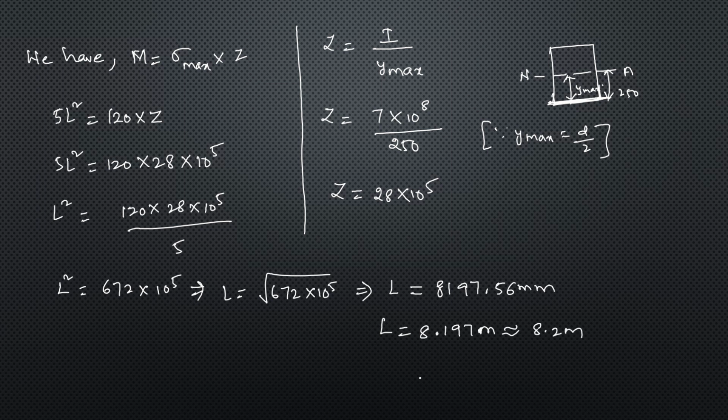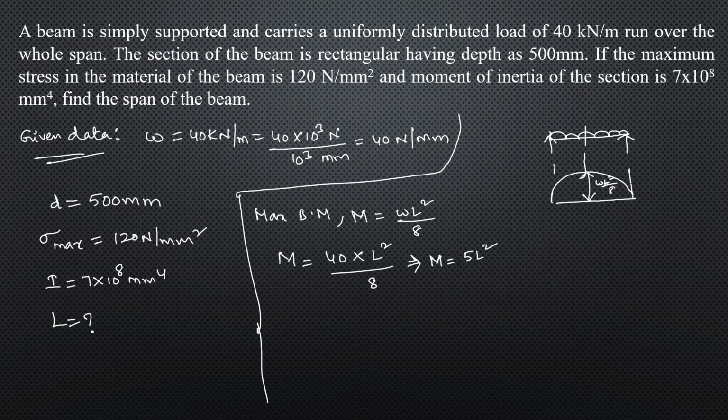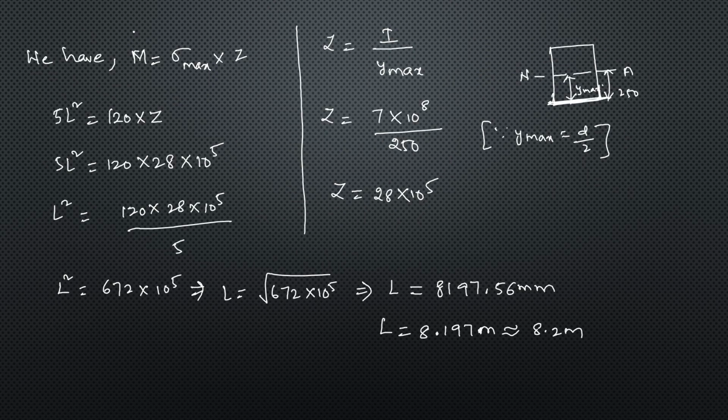So this is how we need to solve this kind of model problem. First you calculate the bending moment according to the given loading, and then you take the equation M is equal to sigma max into Z, and then substitute that M here, you will get the unknown. So this is a basic level problem.